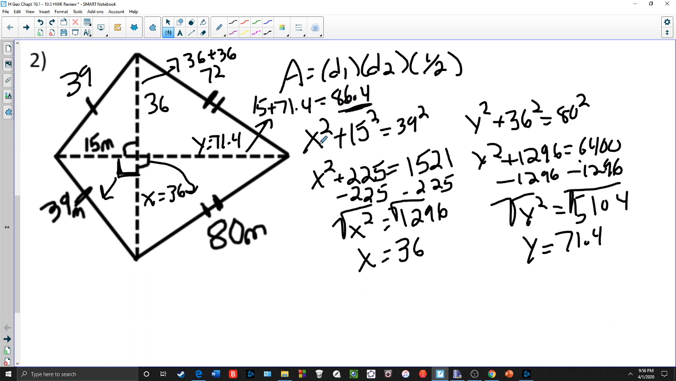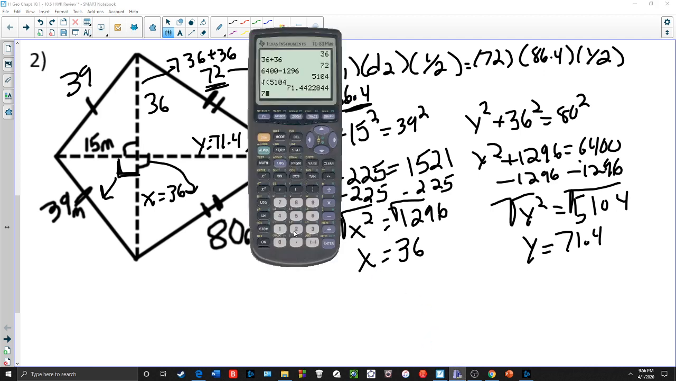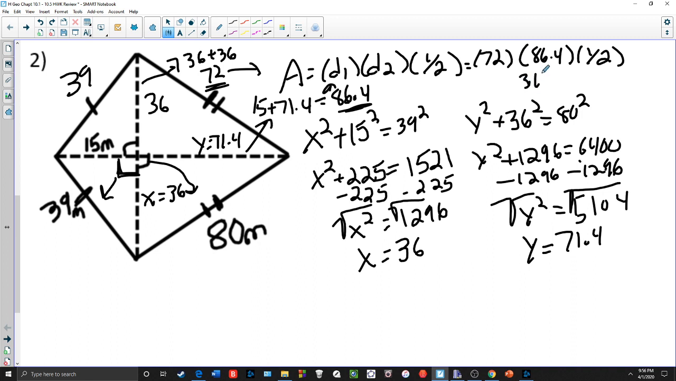86.4. And then lastly, I'm going to plug both these into my formula. So diagonal 1 is 72, diagonal 2 is 86.4, times a half. And then we do all this together, 72 times 86.4 times 0.5, and I get 3110.4. And I know that is correct because that's what I got last time.